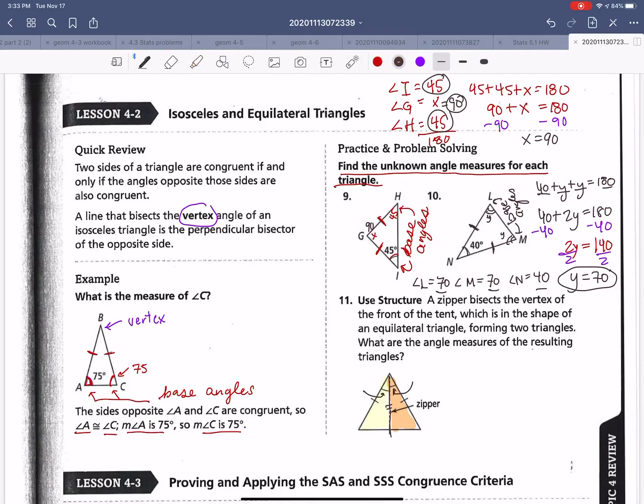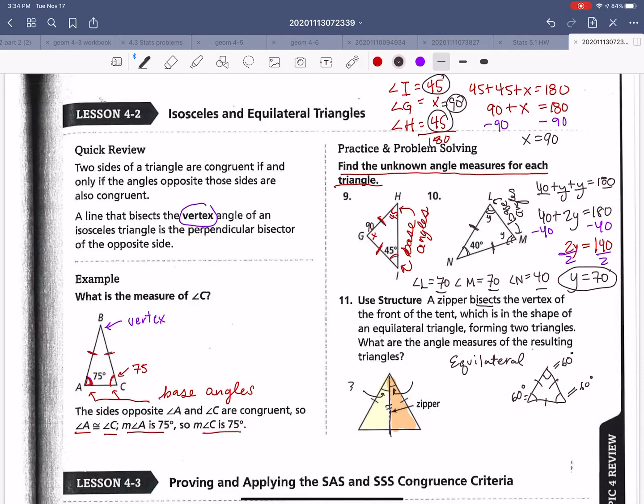So what is it asking? It says a zipper bisects the vertex of the front of the tent, which is in the shape of an equilateral triangle. Ooh, so we said in our foldable, equilateral triangles have equal sides and equal angles. All the angles have to be equal to 60. 60, 60, 60. So all those angles are equal to 60. So it says, what are the angle measures of the resulting triangles?